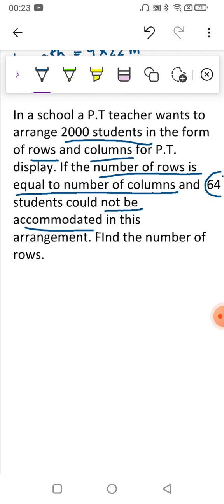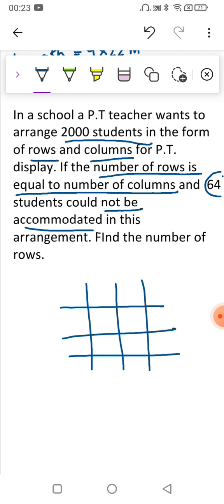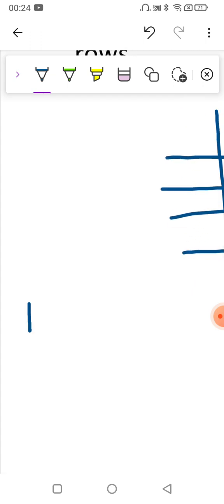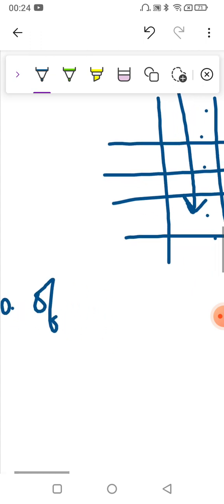So you can see there were 2000 students and the PT teacher wanted to arrange them in proper rows and columns. Now what are rows and columns? These are called columns and these are called rows. Basically, columns are vertical and rows are horizontal. Now we have to arrange the 2000 students in this manner where my rows and columns would be equal. So in order to do it, 64 students could not be accommodated. So firstly, the number of students to be arranged will not be 2000 but it will be 2000 minus 64.